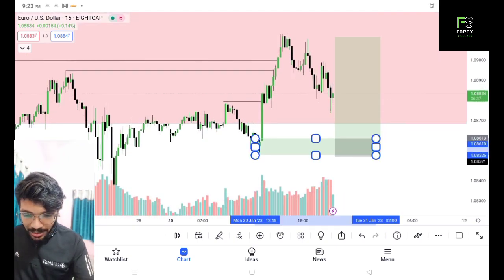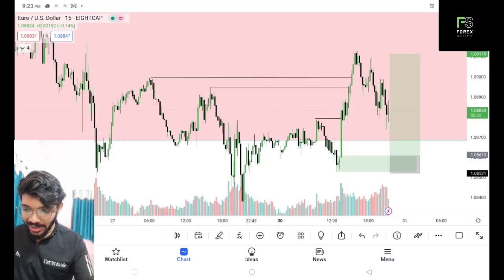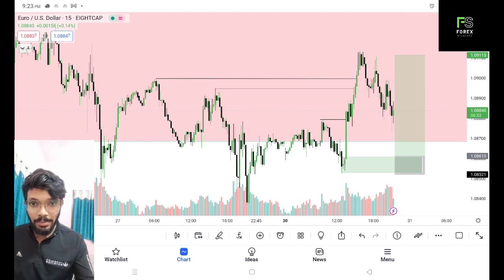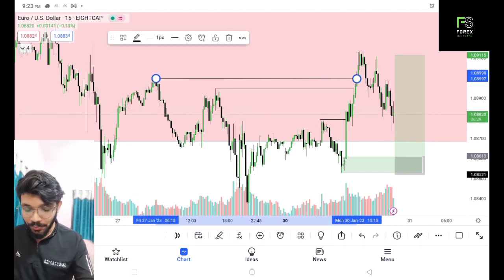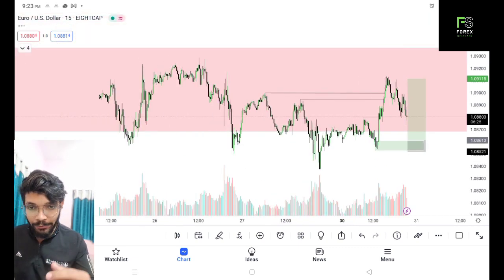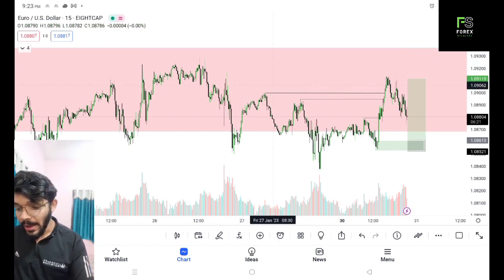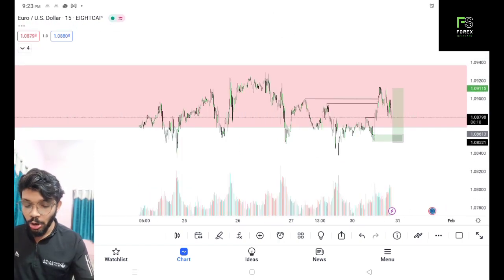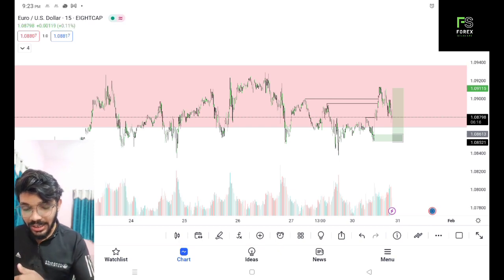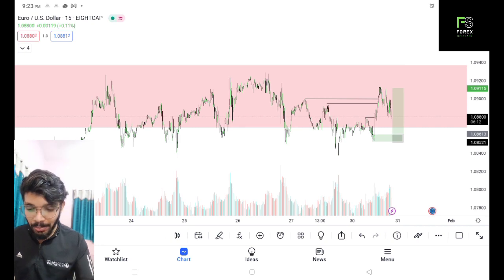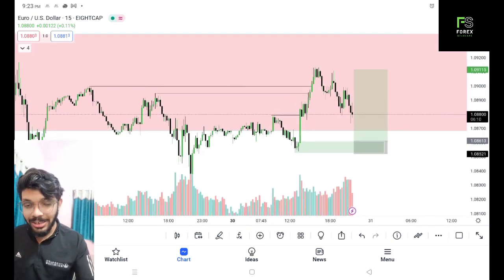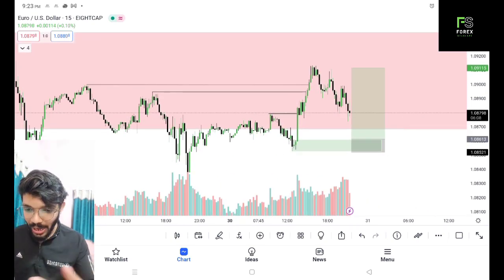I found this OB setup as a logical one because I have seen a couple of breaks of structure happening, change of character happening from the same OB. Multiple highs have been broken. Although you have to understand that there is a huge liquidity on the upside, given that Euro USD is consolidating in a supply zone, and there is a huge chance that the dollar can break its demand, I am betting on this trade. But still, I can cancel my orders.